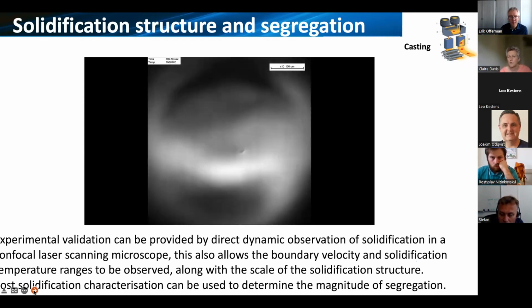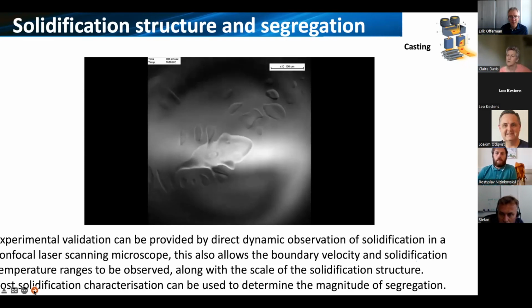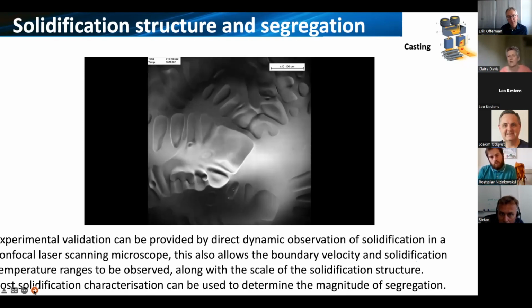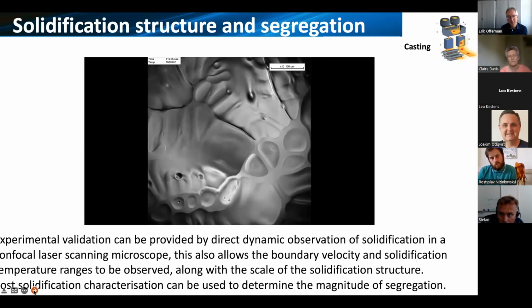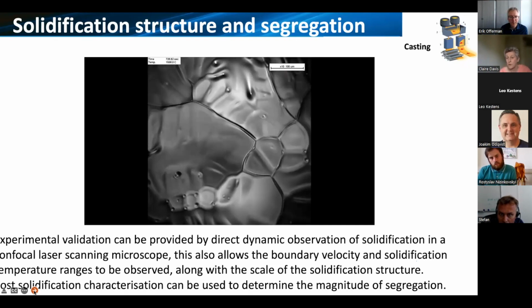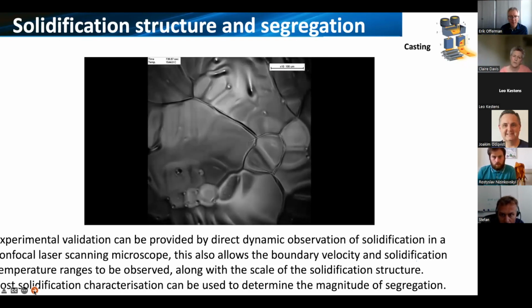So careful cooling considerations. In this case, the dendrites are growing almost parallel to the surface of the liquid steel. So that example there shows very nicely the primary dendrite and secondary dendrite arms. And from this type of observation, we can see boundary velocities. We can link those back to compositions, cooling rates, and we can also use this to subsequently verify for secondary dendrite arm spacings and indeed for segregation levels.